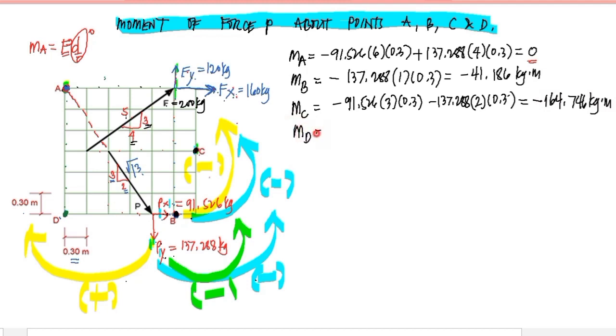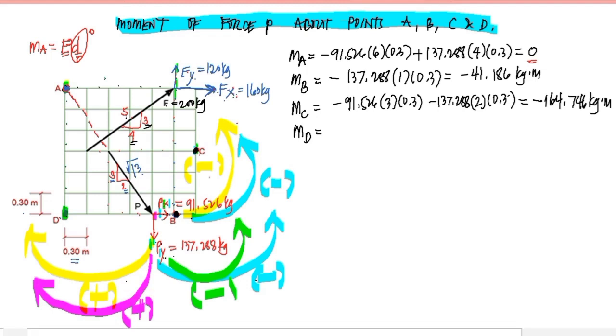And the moment at point D, so we have this. If this is the point D, Px will hit point D, so therefore Px will not create a moment at point D. That leaves only Py to create a moment at point D. As you can see here, Py will rotate clockwise with respect to point D, and that's a positive moment.